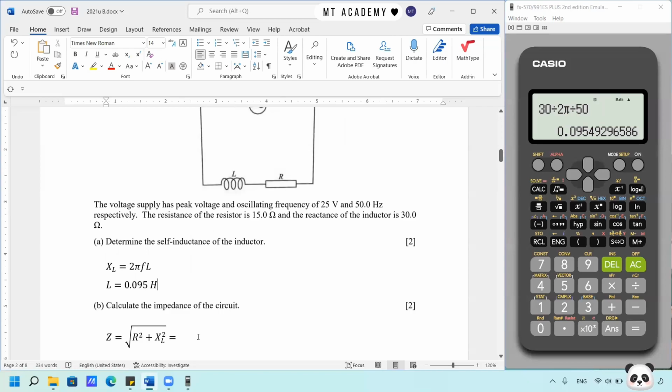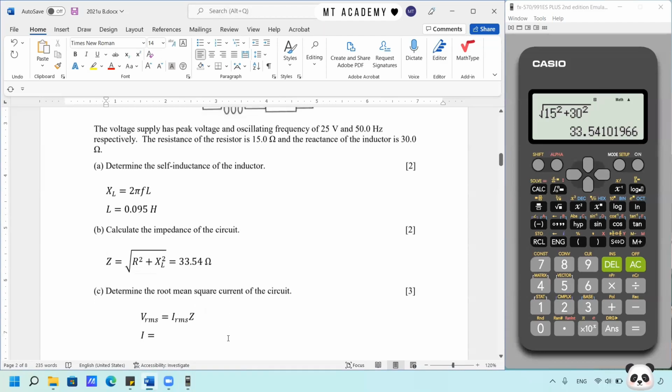Calculate the impedance. You have the resistance, and you also have the reactance. So just apply the formula that the impedance is equal to the square root of R squared, 50 squared, plus the square of the reactance, 30 squared. In the end, you obtain the impedance as 58.31 ohm.